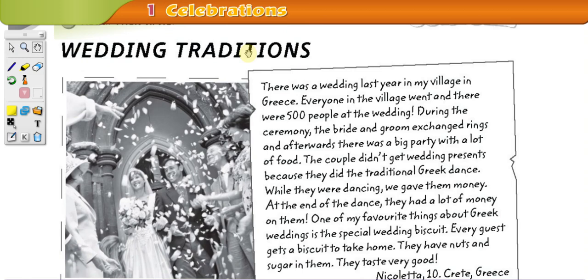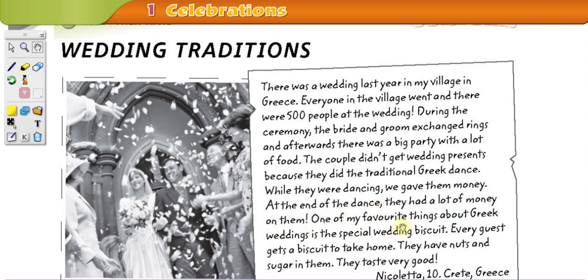Wedding traditions. There was a wedding last year in my village in Greece. Everyone in the village went, and there were 500 people at the wedding. During the ceremony, the bride and the groom exchanged rings, and afterwards, there was a big party with a lot of food. The couple didn't get wedding presents because they did the traditional Greek dance. While they were dancing, we gave them money. At the end of the dance, they had a lot of money.